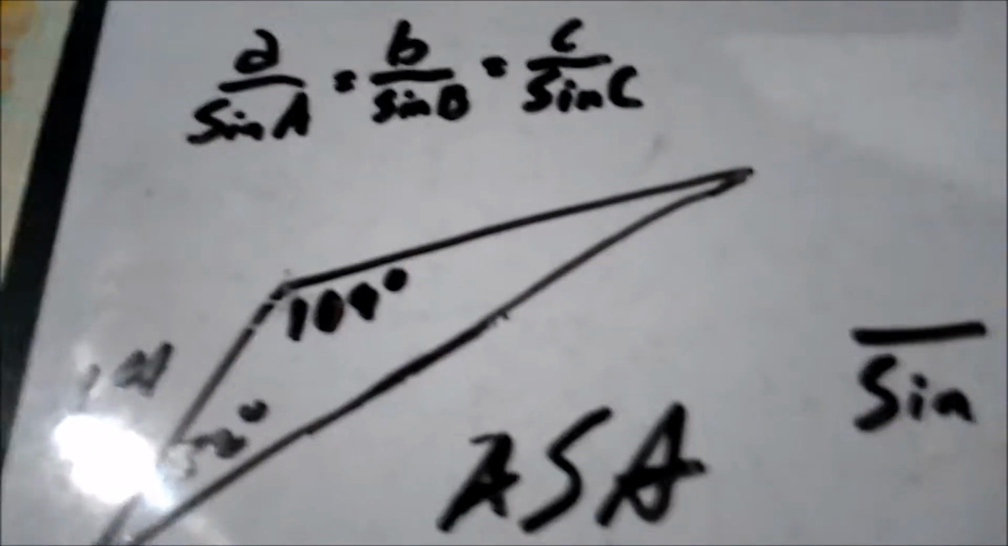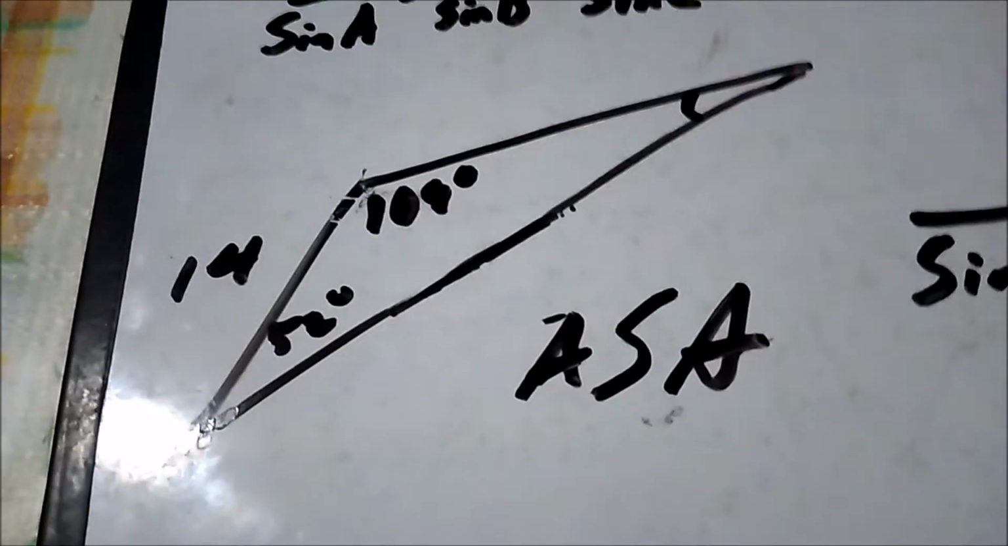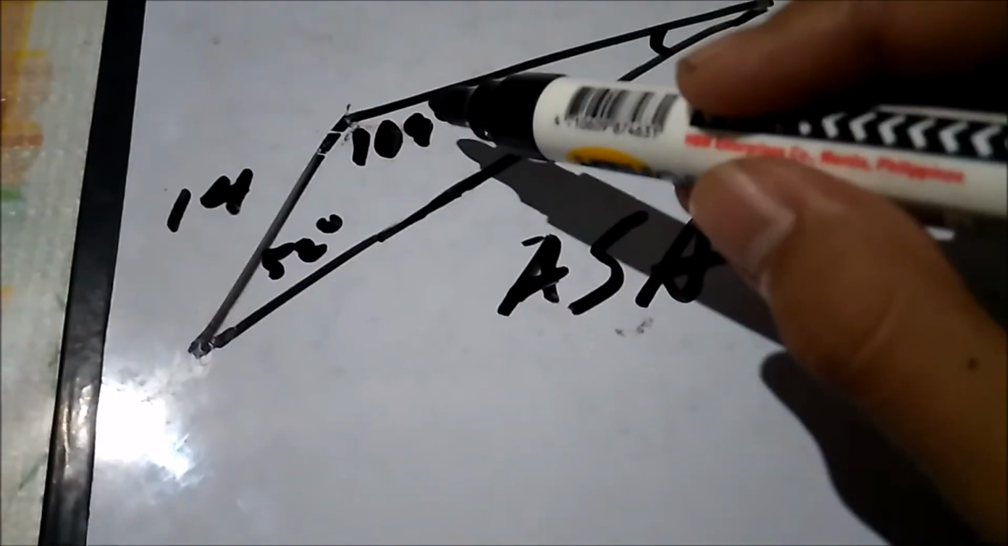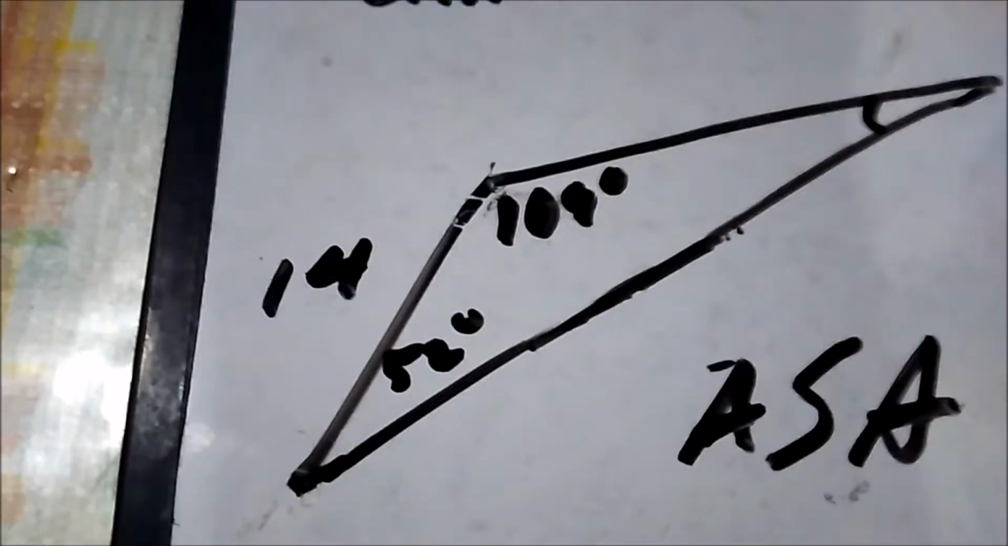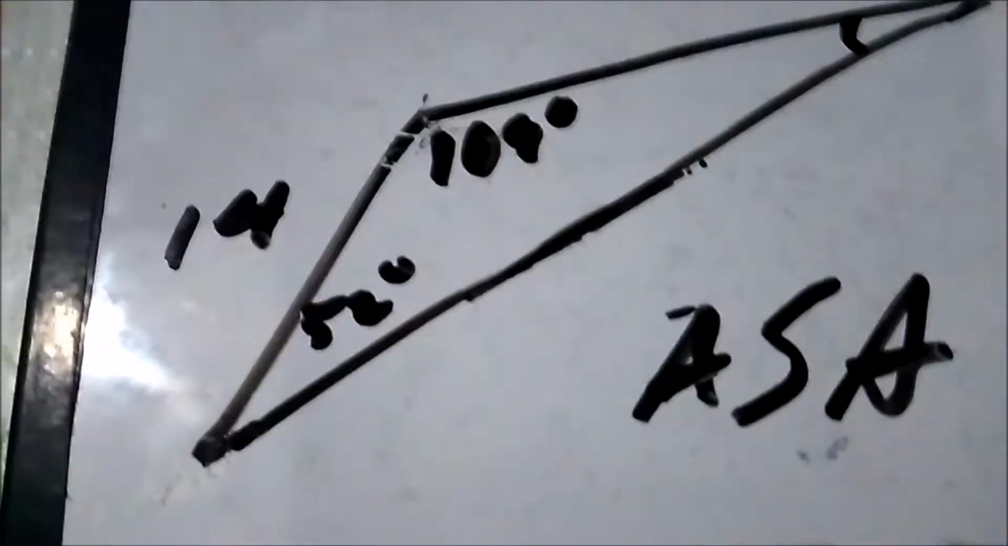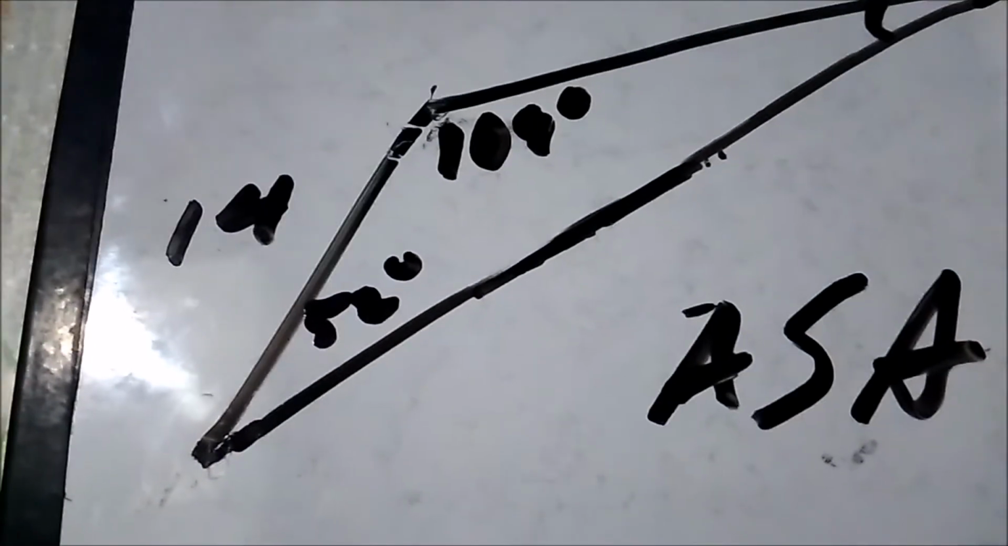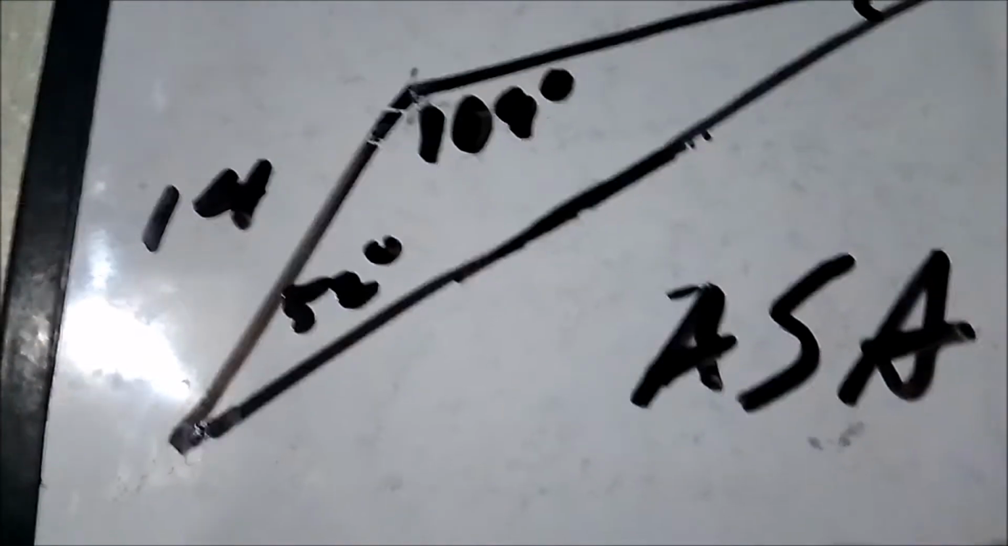Now, I have written some examples, but this example only has the ASA form given. So the first thing you should do is to get this missing angle. To do that, you have to add this angle to this angle and subtract it from 180 degrees, because all the angles of a triangle added together always equal 180 degrees. So I'm just going to add it for a while.